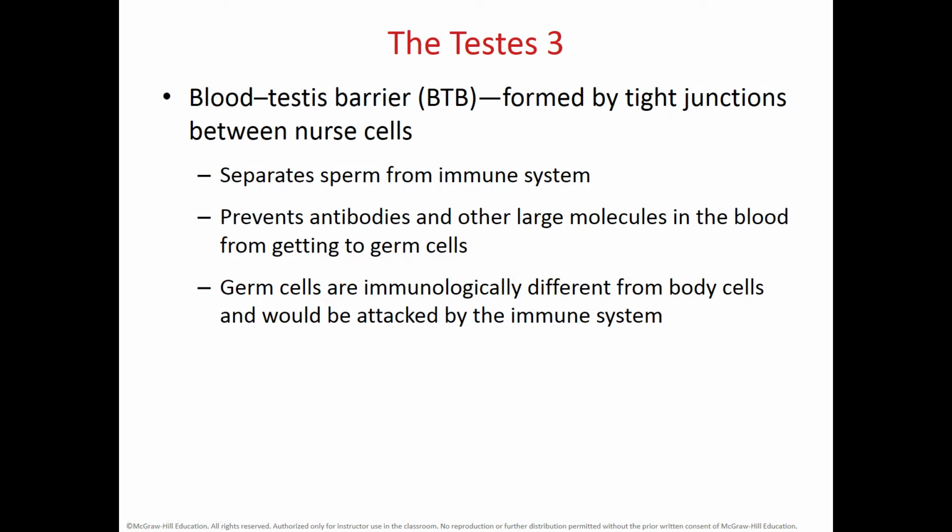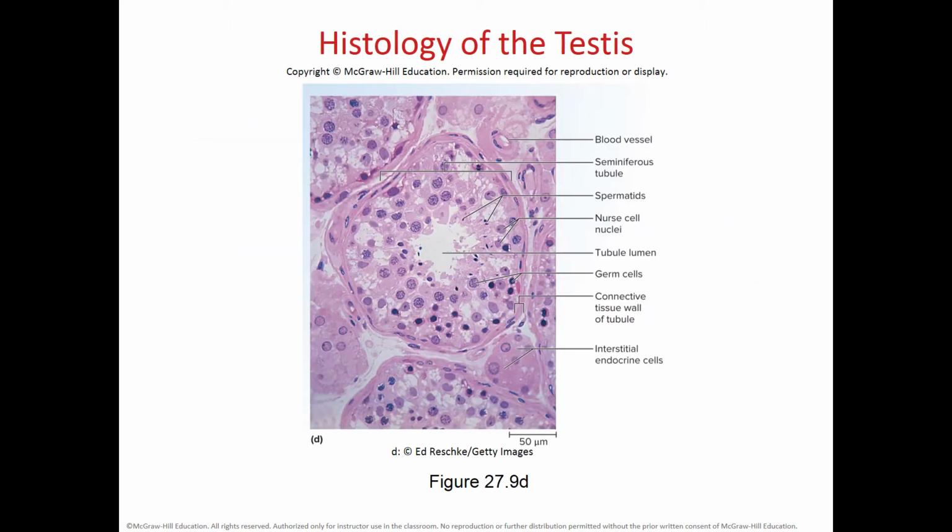So the blood-testis barrier are the tight junctions that happen between the Sertoli cells. So it separates the sperm cells from the immune system, preventing antibodies or other large molecules from affecting the spermatogonia, so that you don't have the immune system attack the spermatogonia, I should say.